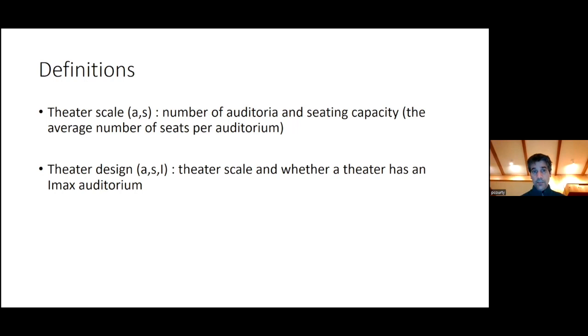But again, we're going to look only at the revenues from the regular auditoria. So the IMAX doesn't enter the revenue measure. It enters only as an additional attribute.